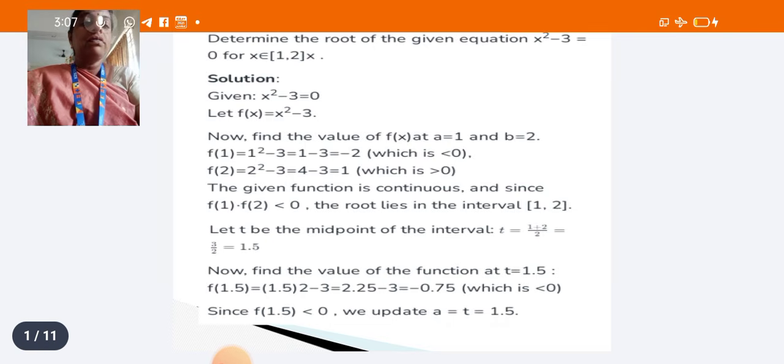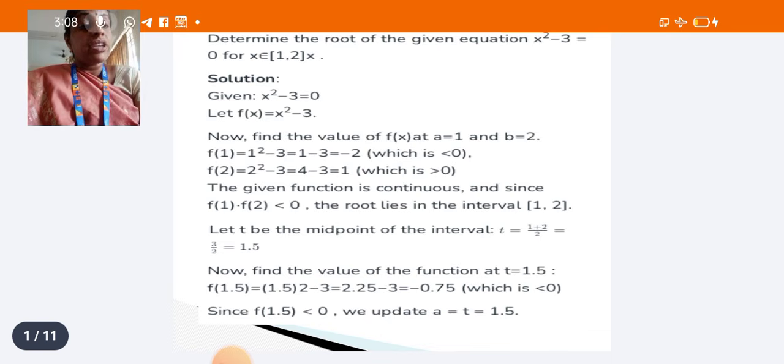Here I have discussed another problem. Determine the root of the given equation x² − 3 = 0 for x belonging to [1, 2]. Given x² − 3 = 0, let f(x) = x² − 3. Now we find the value of f(x) at a = 1 and b = 2. f(1) = 1² − 3 = 1 − 3 = −2, which is less than 0. f(2) = 2² − 3 = 4 − 3 = 1, which is greater than 0.